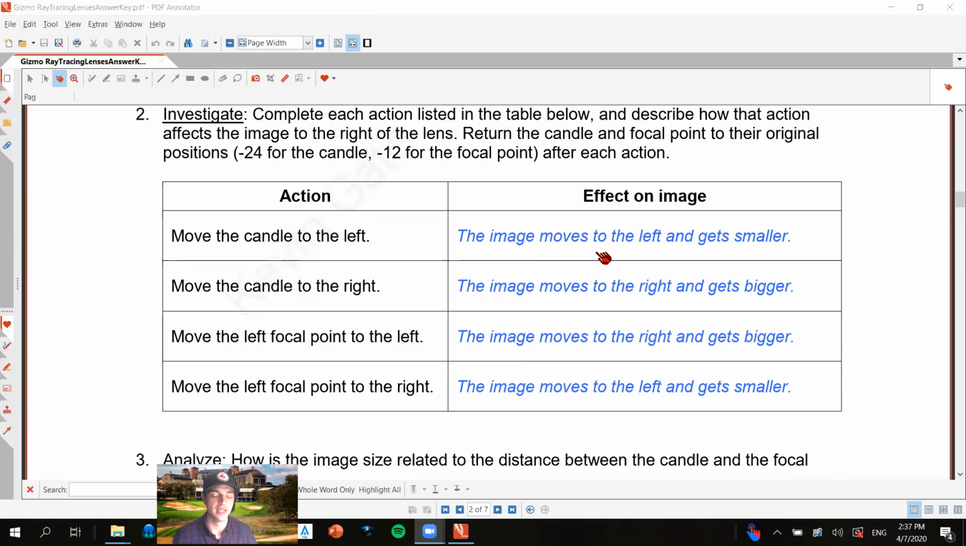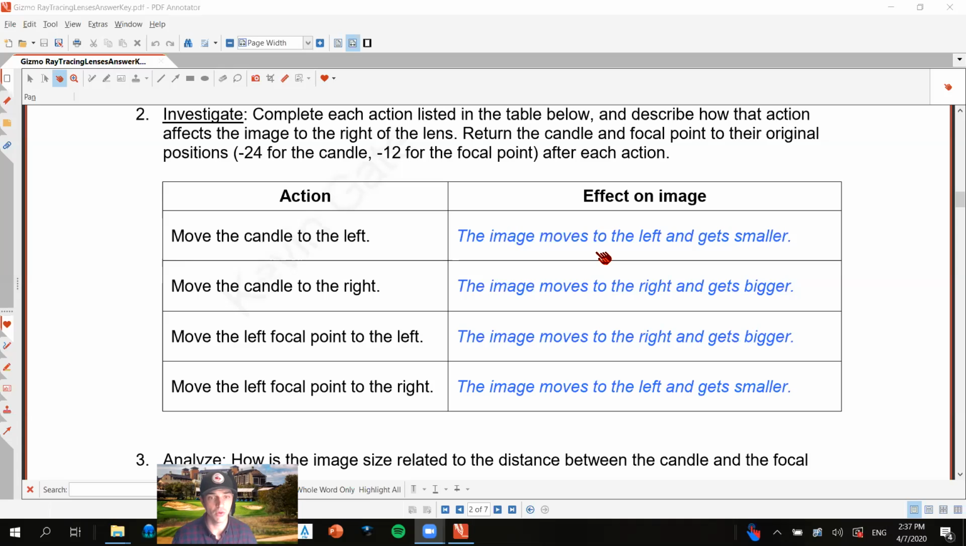After resetting, it says move the candle to the right. As we move the candle to the right, remember, we're therefore moving the object closer to the focal point and closer to the lens. In doing that, the image displayed should have been bigger and should have moved to the right. It then asks us to move the left focal point to the left.